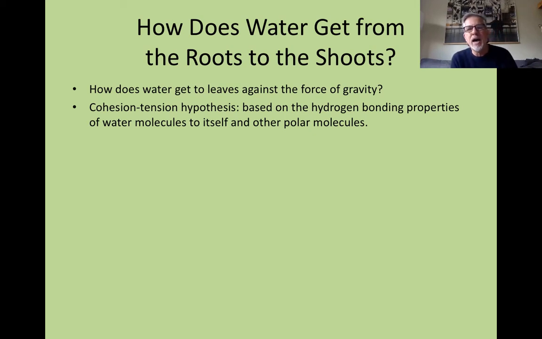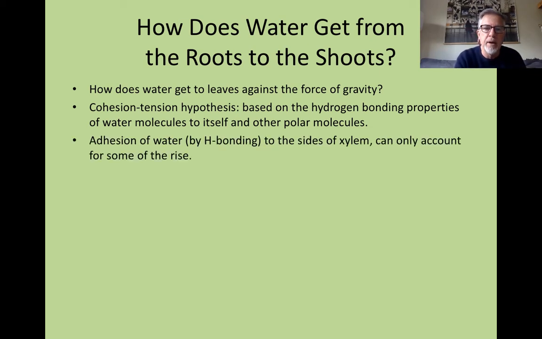And it's based on our old friends hydrogen bonds and the fact that water readily forms hydrogen bonds with itself and with other polar molecules. And if you don't remember what a polar molecule is, you should stop the video and look that up right now. So water adheres by hydrogen bonding to the sides of the xylem, and that accounts for some of the rise. So in other words, the water has an attraction to the chemical compounds in the sides of the xylem that accounts for some of the rise.